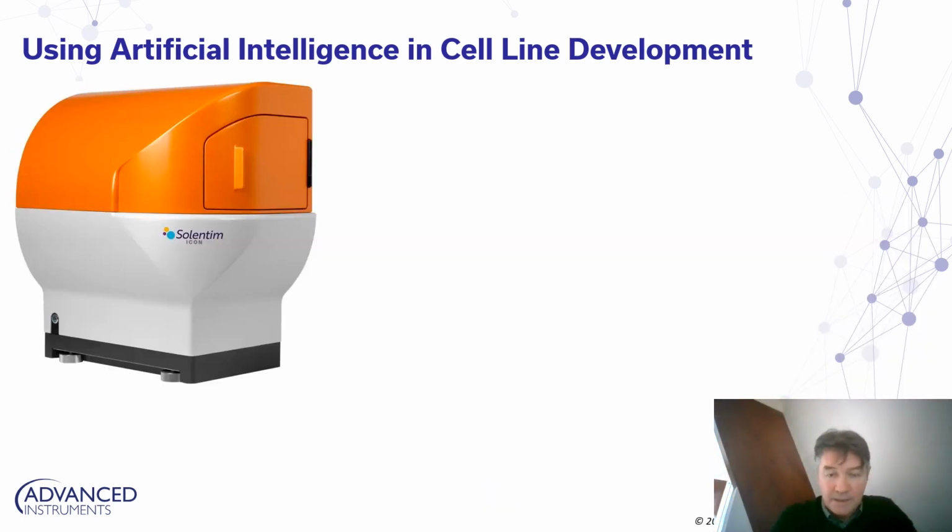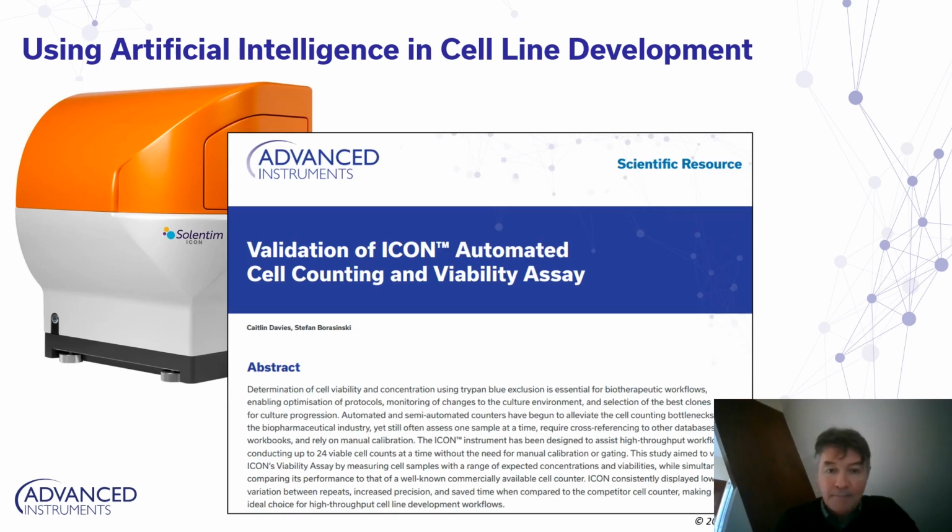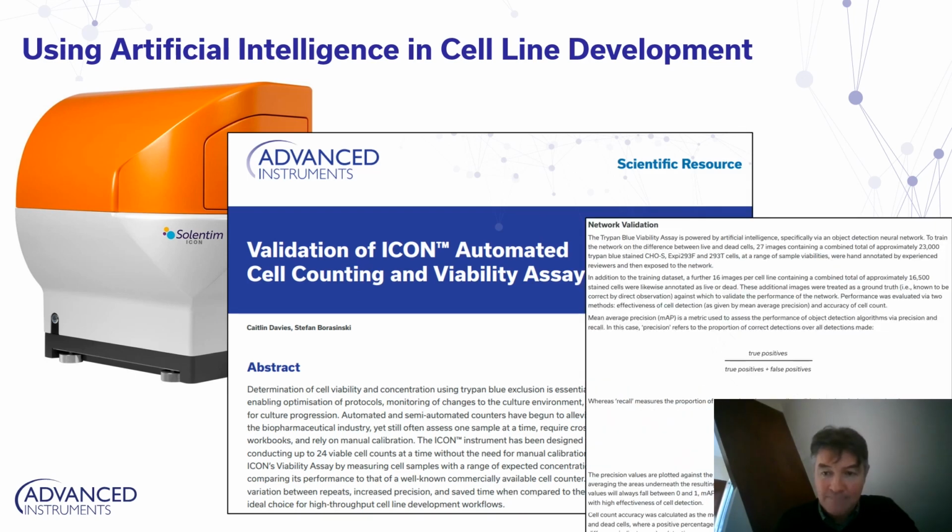An artificial intelligence neural network is also employed by the ICON, which is used for productivity and titer measurements at the other end of the cell line development process. This application note outlines the validation of the ICON for cell counting and viability, and on this particular page you'll see reference to the fact that the assay is powered by artificial intelligence.